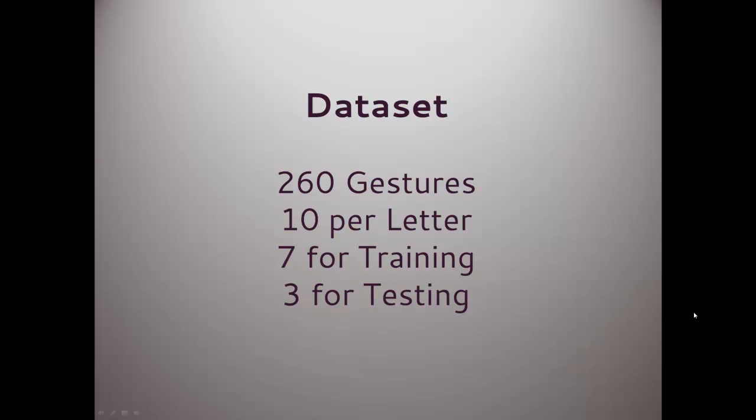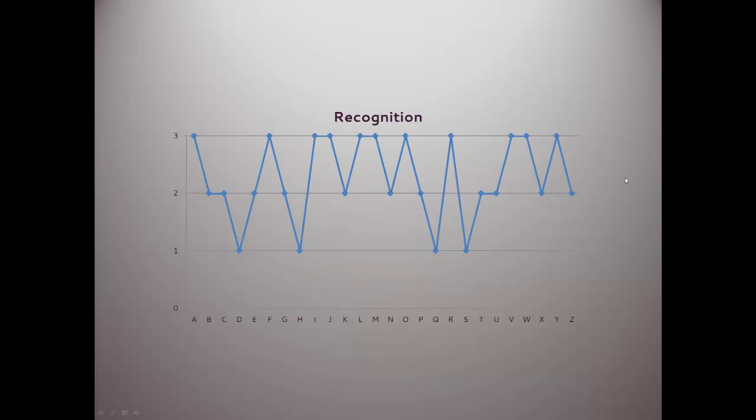So, we used a dataset of 260 recorded gestures, 10 per letter. We used 7 for training and 3 for testing. So, what are our results with this dataset? We get an overall recognition rate of 75%. And as you can see, we have some letters which have really good recognition rates and got recognized all the time. On the other hand, we have some letters like the D, which isn't recognized very well.